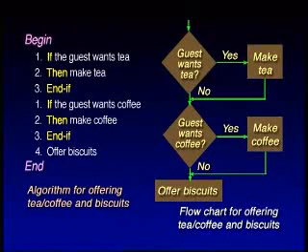If you look at the right hand side, the same thing has been shown in the form of a flow chart. There's a diamond which asks whether the guest wants tea, and if yes, then make tea, and obviously offer tea. The arrow joins the main line and then asks whether the guest wants coffee, and if yes, then make coffee, and then offer biscuits, which essentially means that you're offering biscuits regardless.